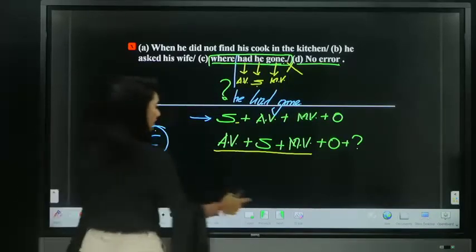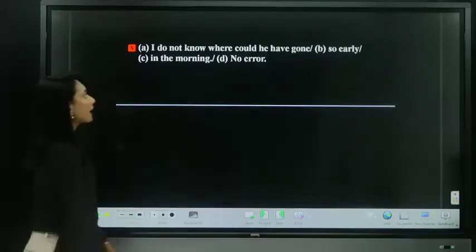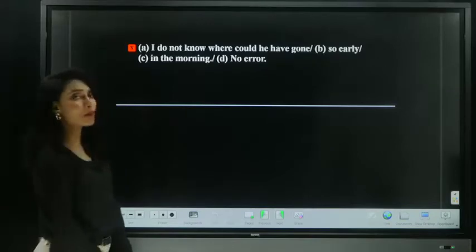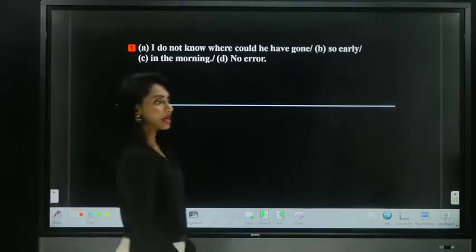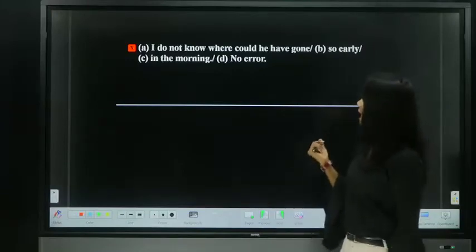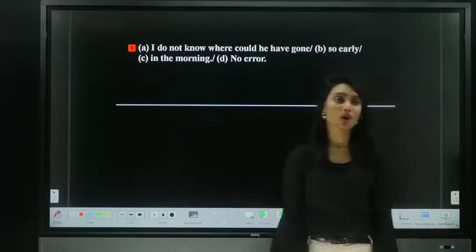Now look at the next one. I do not know where could he have gone so early in the morning. Quick. I do not know where could he have gone so early in the morning.